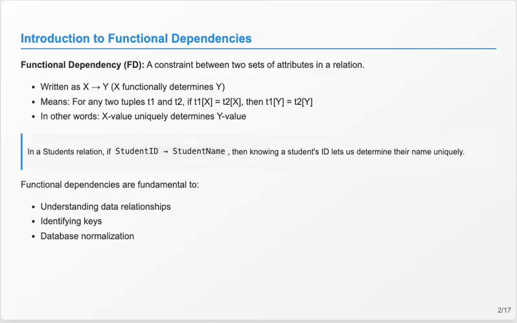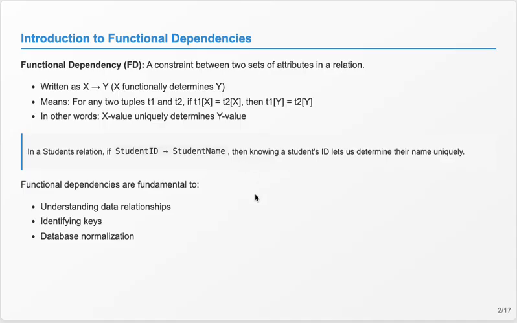A functional dependency is a rule that says one set of attributes X determines another set of attributes Y. If two records have the same X value, then they must have the same Y value. So in the student relation, a student ID uniquely determines a student name. Here, we denote it by student ID functionally determines student name. It's basically saying for any two rows in the table, if they have the same student ID, then they're the same student and they should have the same student name.